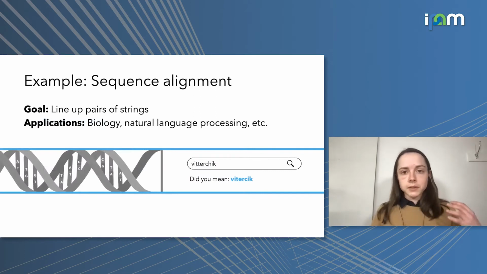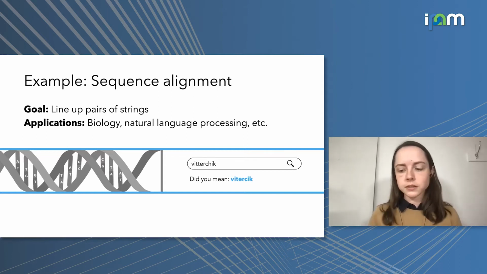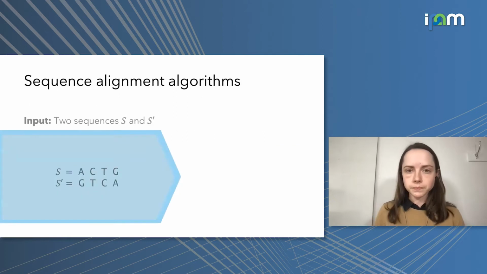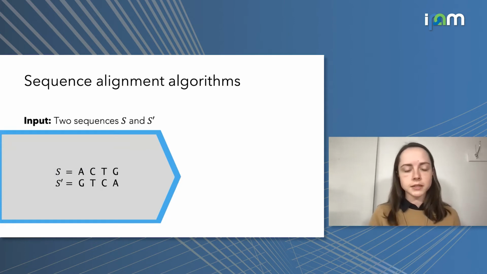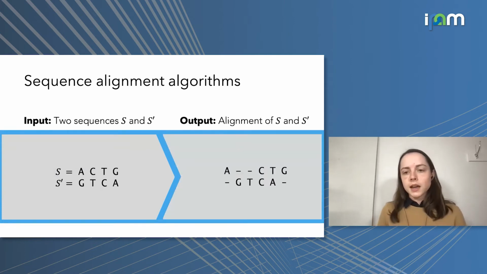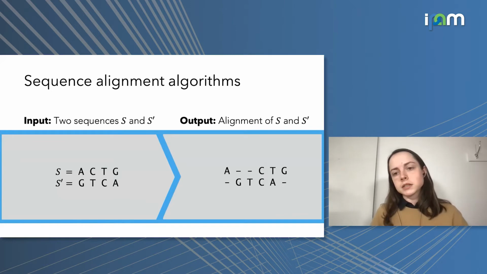So I'm going to use the following combinatorial problem as a running example throughout this talk, which is sequence alignment. And sequence alignment, of course, has many applications throughout biology, NLP, and other fields. So the input to a sequence alignment algorithm is a pair of sequences, like these two, S and S prime. And the output is an alignment of these sequences.